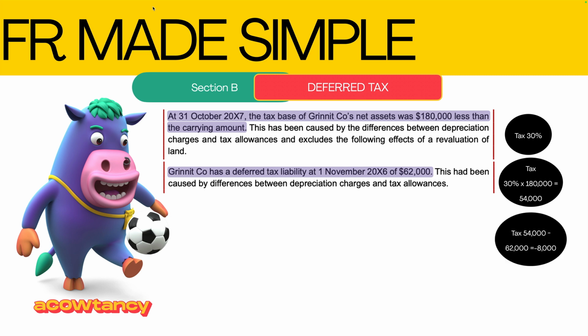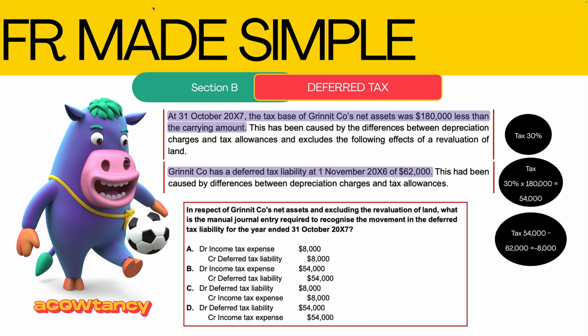By 8,000. So then the question said, right, what double entry do you need? Well, I need to reduce the deferred tax liability by 8,000. So I need to debit the deferred tax liability by 8,000. So my answer must be C.